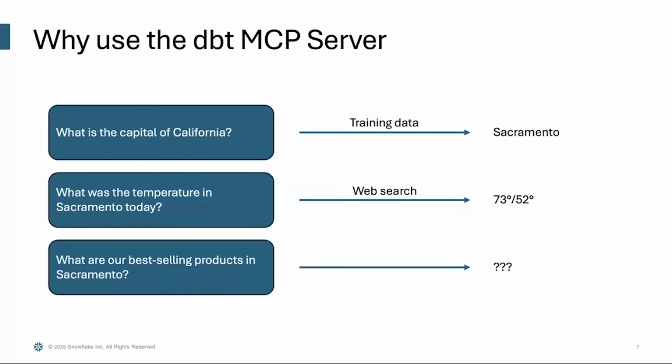But if you go another layer deeper and ask it, well, okay, what are our best-selling products in Sacramento? It won't know how to respond. And this is because it has not been given access to the context and data of your business, right? It doesn't know what products you sell, where you sell them, and how well those product sales are performing across different areas. So this is the context gap that we're seeing right now, especially with data use cases and AI.